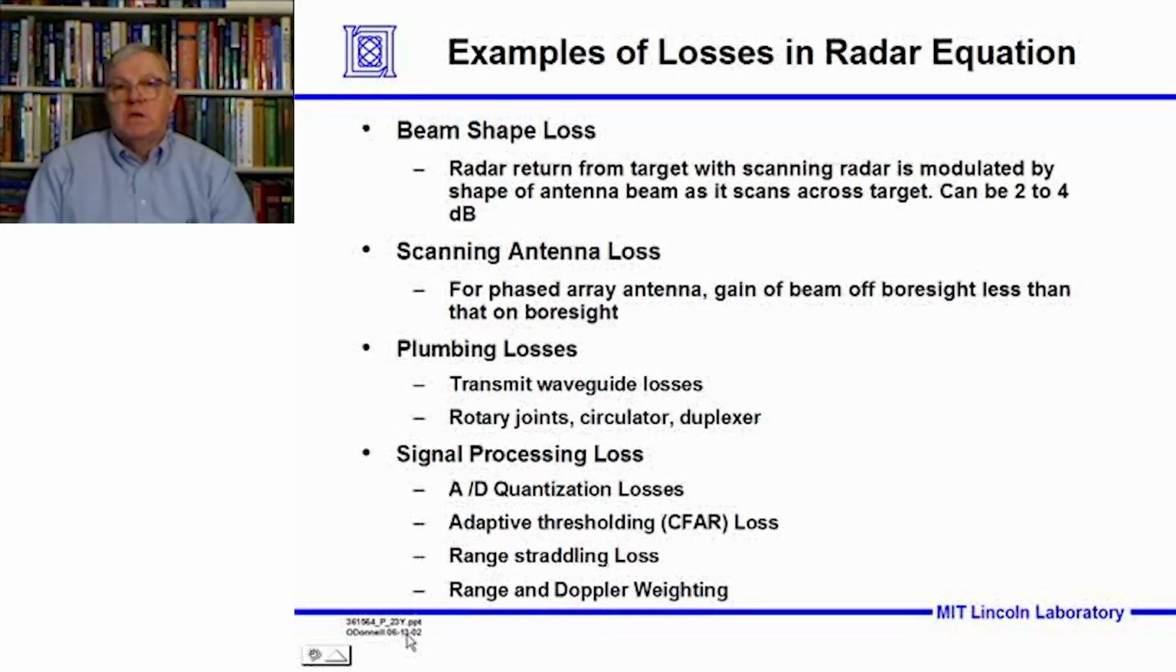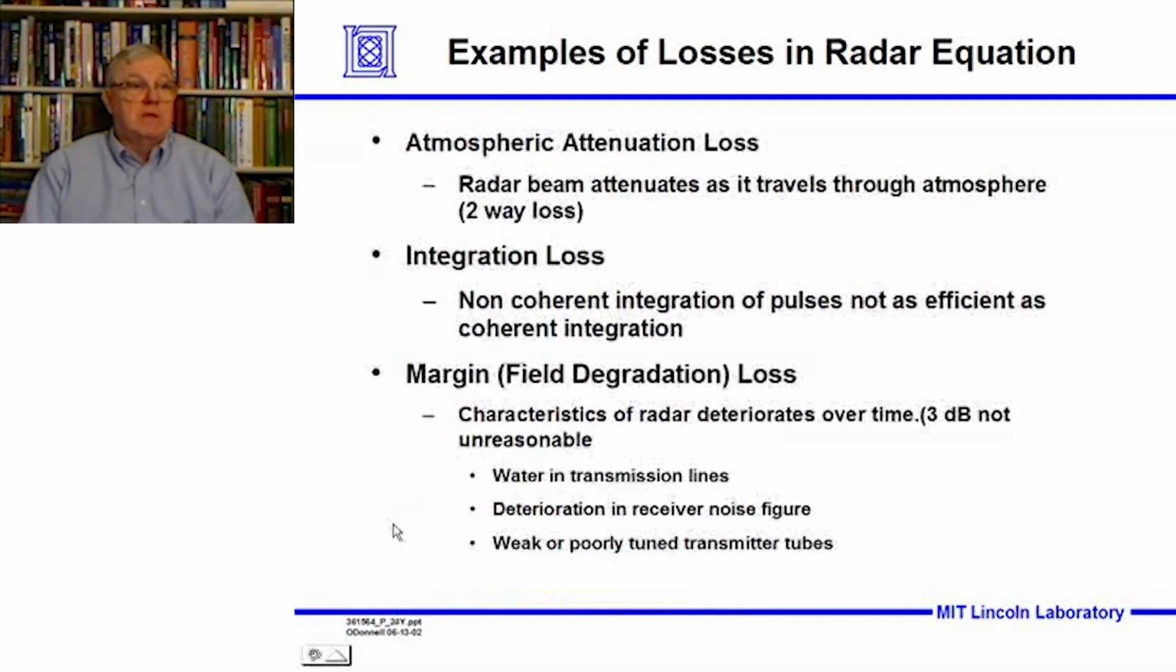And then there's a lot of signal processing losses. Signal processing can do great things to help you see small targets in the presence of clutter. But as we do that processing, there's a loss when we do the A to D quantization, when we apply adaptive thresholding systems, so-called constant false alarm thresholding. You'll learn what these are later. There's also range straddling loss and range and Doppler weighting losses. We'll talk about them somewhat later. But there's a significant number of losses associated with signal processing that can be a dB or 2.